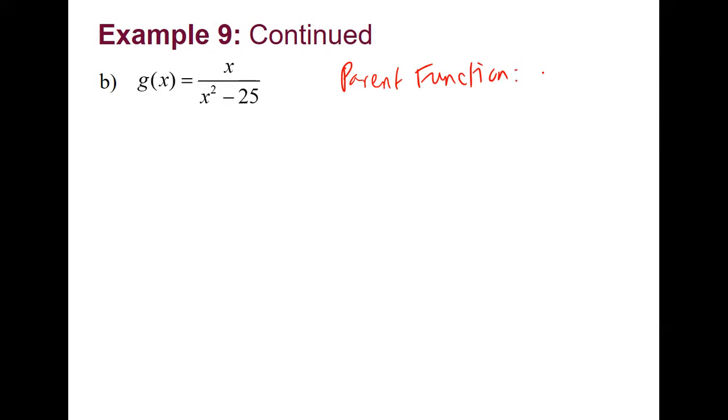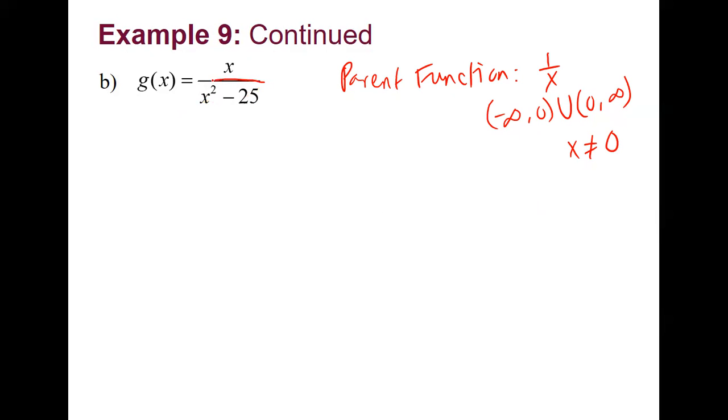Parent function would be the 1 over x, would be the rational. Okay, with the rational, we know that there are some asymptotes, right? There are domain restrictions. So with this parent function, the domain is from negative infinity to 0, union 0 to infinity, correct? That's because x cannot equal 0. So therefore, there's a domain restriction here.